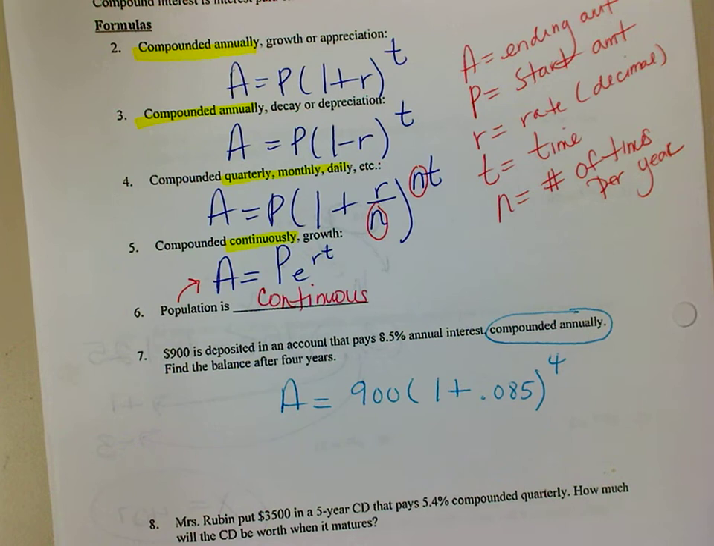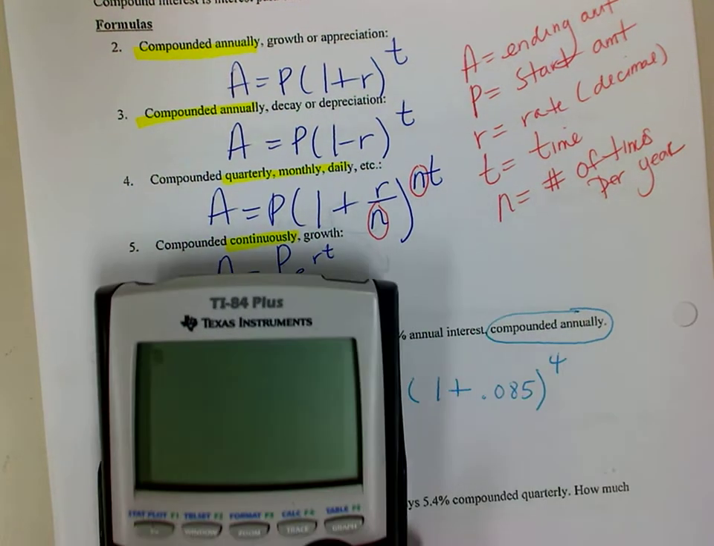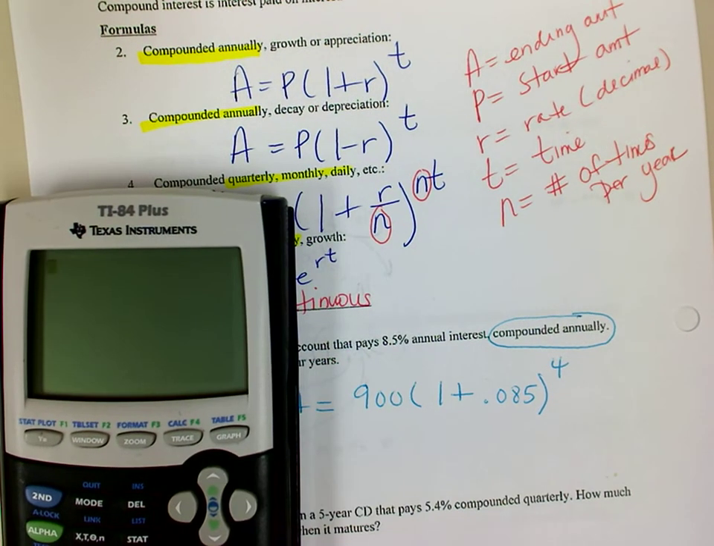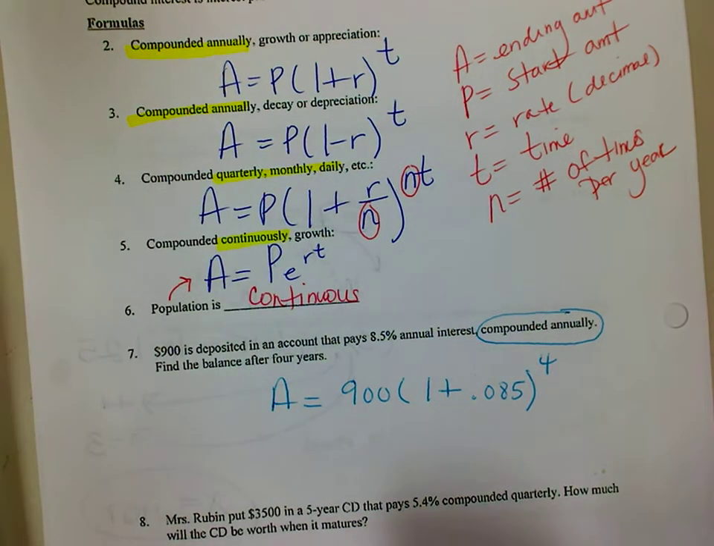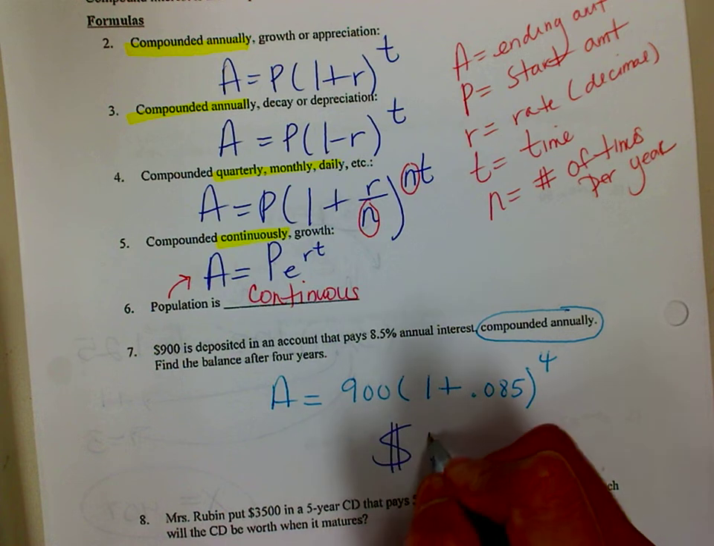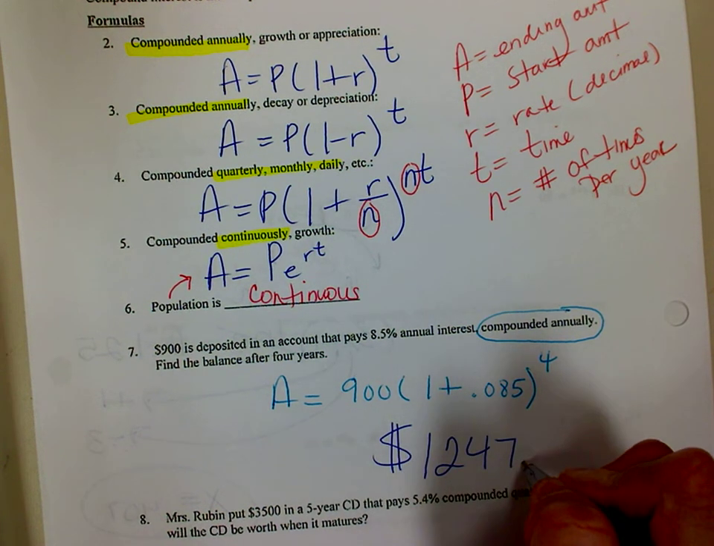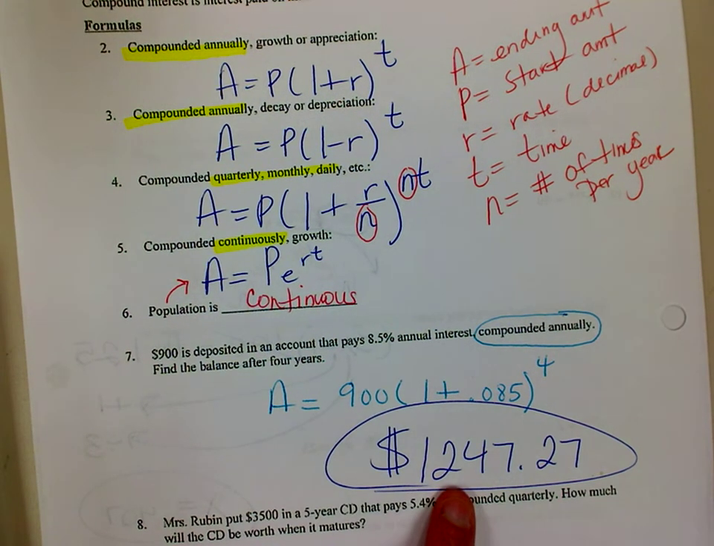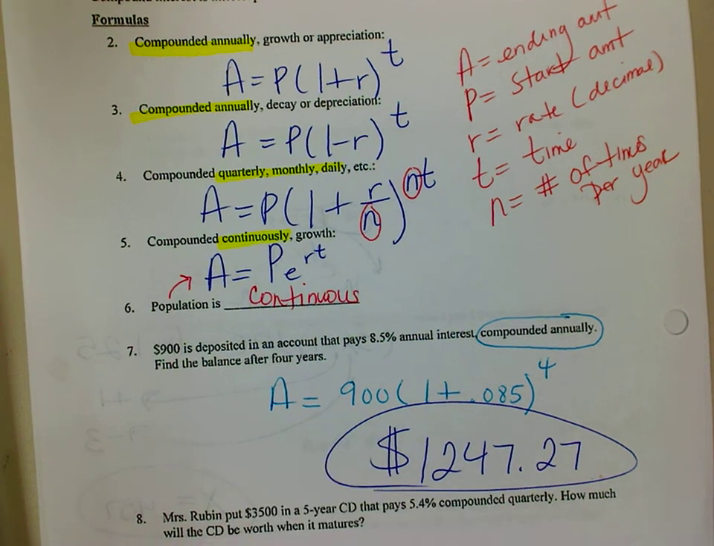Since my variable is by itself, all I have to do is type this right into my calculator as I see it. So 900 times 1 plus 0.085, and then my exponent is 4. So my answer would be $1,247.27. And that makes sense because since my money's growing over time, I should have more money than what I started with.